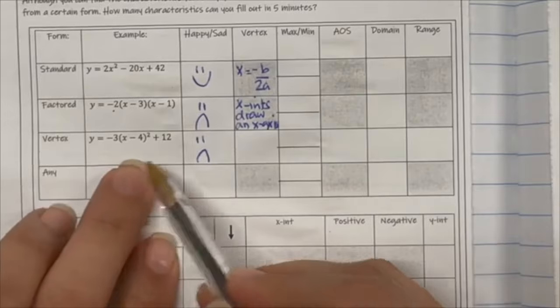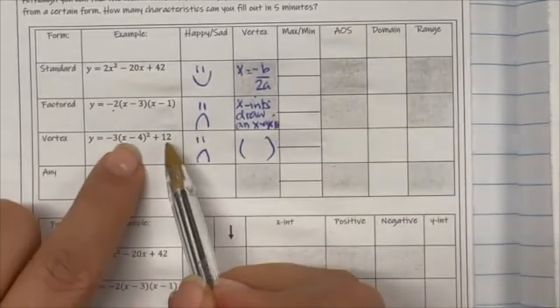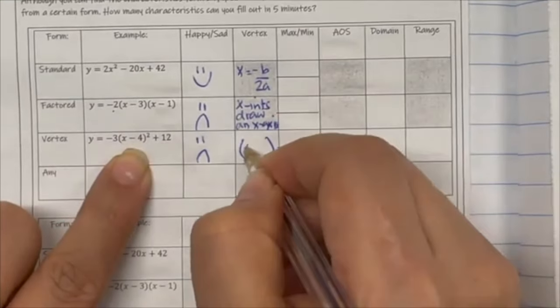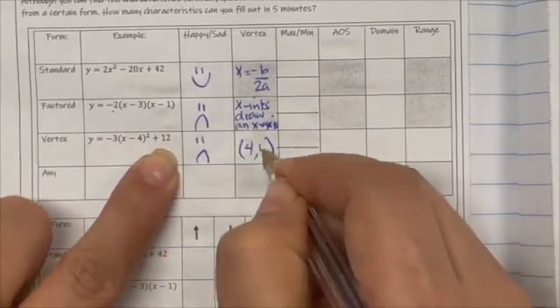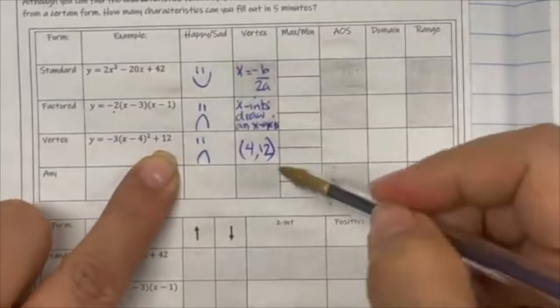What about from vertex form? Yes, I can just look at the vertex form and see what my vertex is. Remember, my vertex is these two right here. It's going to be the opposite of what is inside. So -4 is going to become +4, and outside stays the same as 12. So these are characteristics that you can grab really quickly without any calculations.